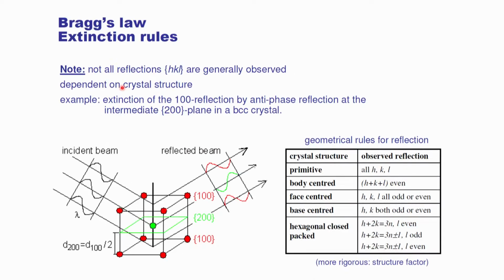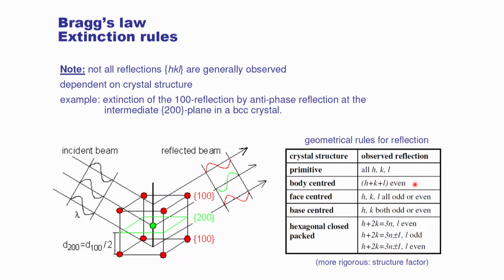And that leads to these extinction rules, or selection rules. So not all reflections can be observed; it depends on the crystal structure. For example, in a BCC crystal, you don't see a 100, but you do see a 200, according to the equation. If we look at these rules, for a primitive cubic structure or any other type of structure, all HKLs will be seen. That means anything: 100, 110, 112, 002, 012. All those are going to be seen.